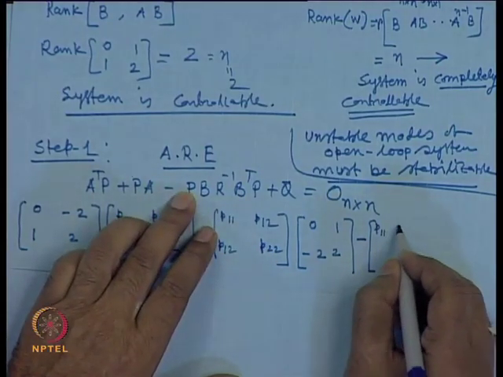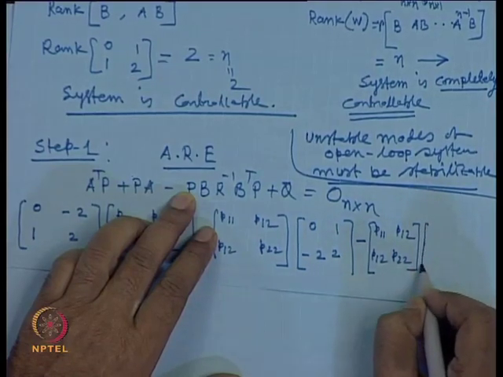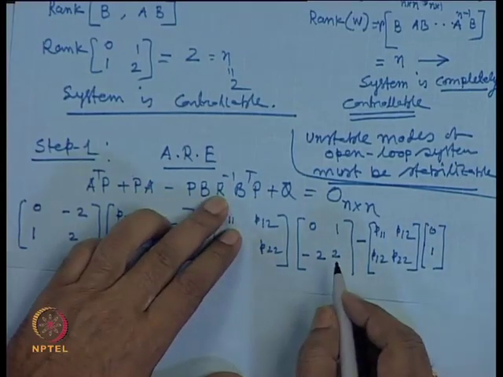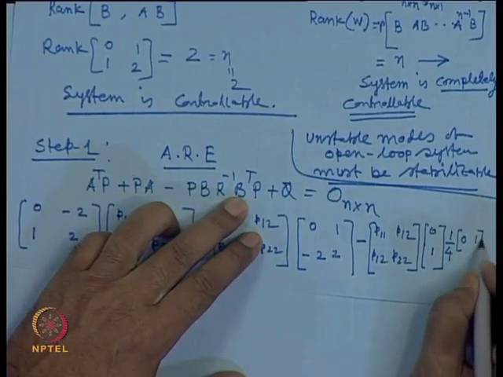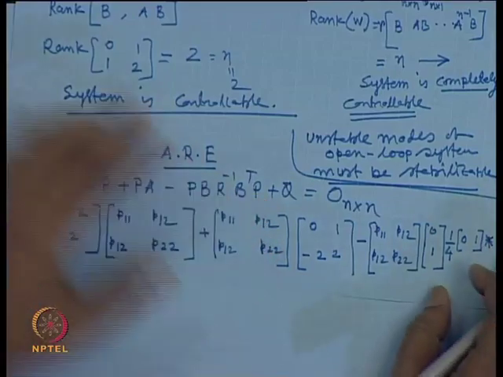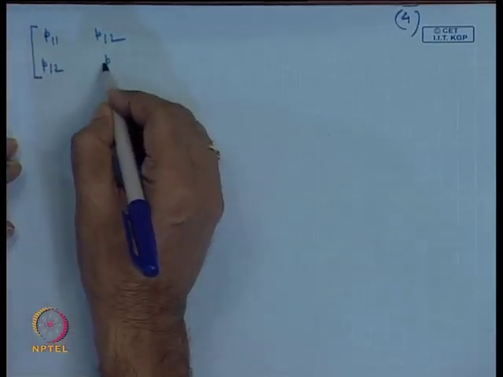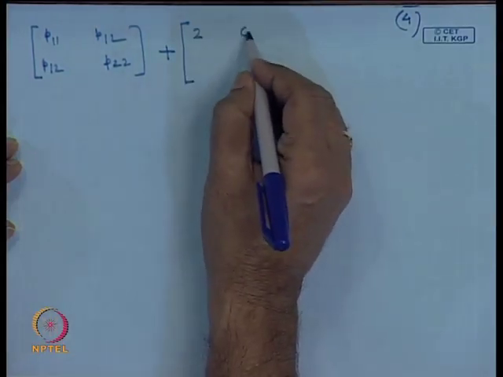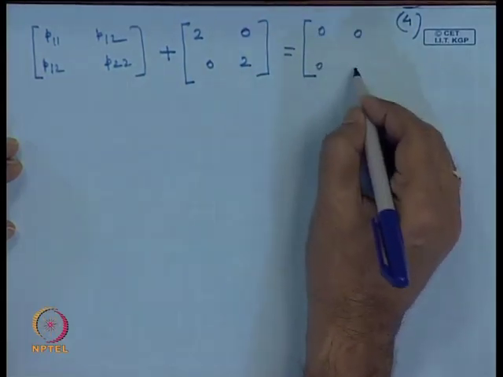P, I am writing P11, P12, P12, P22. B is 0, 1. Then R inverse: R is 4, so R inverse is 1 by 4. Then B transpose is 0, 1, multiplied by P, which is P11, P12, P12, P22. Then plus Q. Q is a diagonal matrix where each diagonal element is 2. The right hand side is equal to the null matrix, 0, 0, 0, 0.